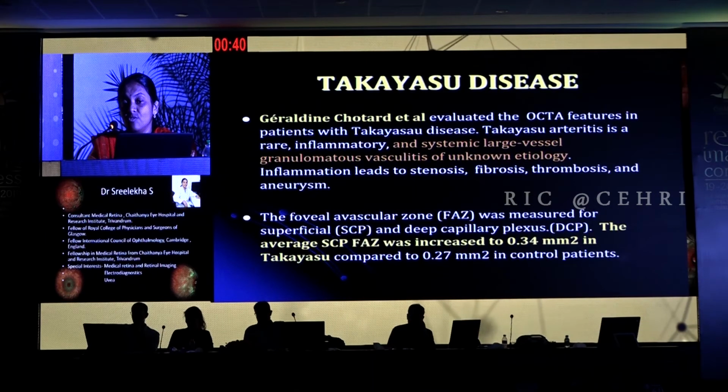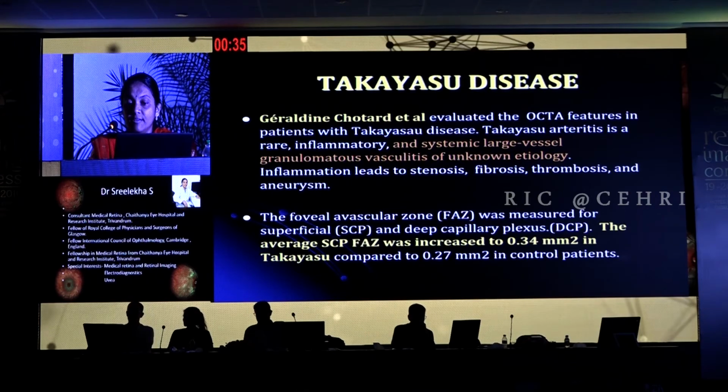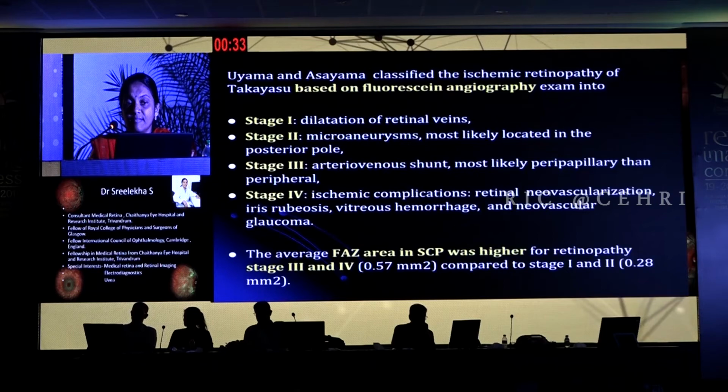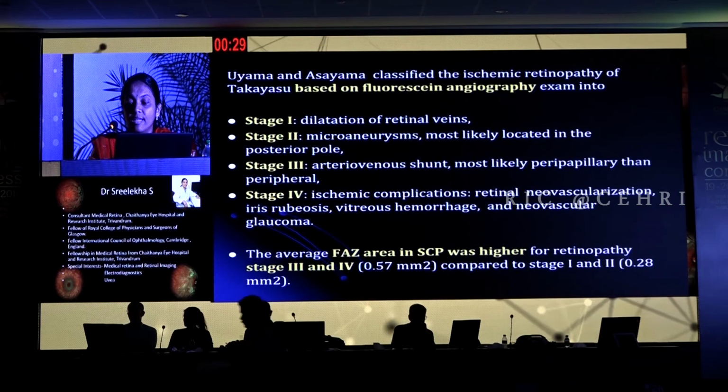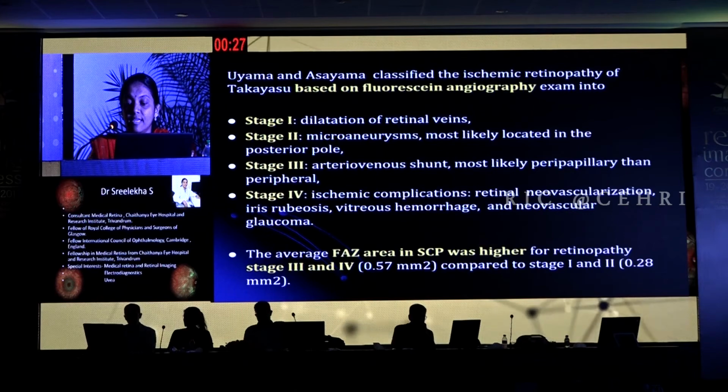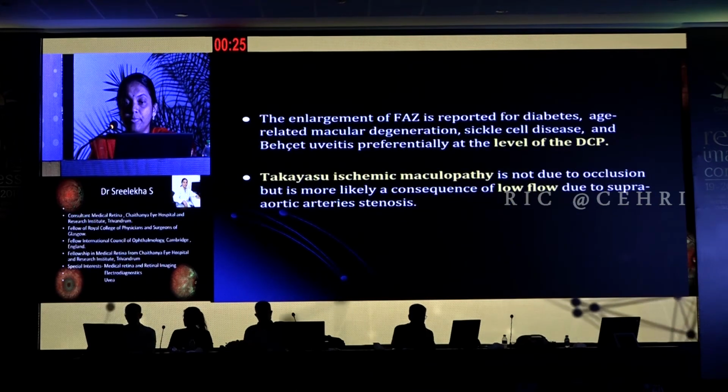And coming to Takayasu's arteritis, it has been found that the average superficial FAZ area was increased in Takayasu's disease, and the FAZ area was higher for the later stages of the disease, stages 3 and 4, by fluorescein angiography.